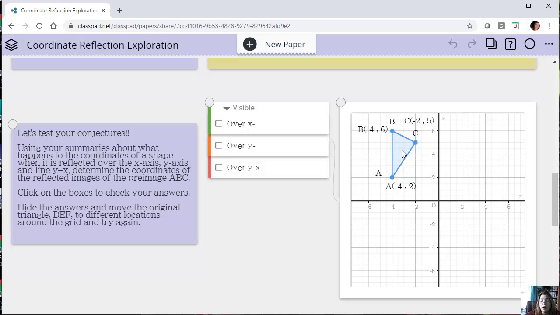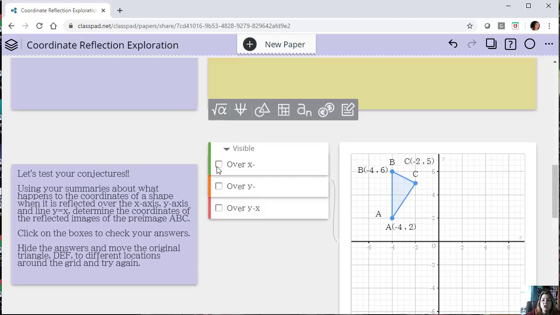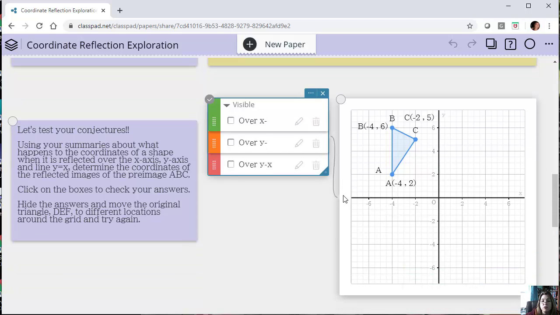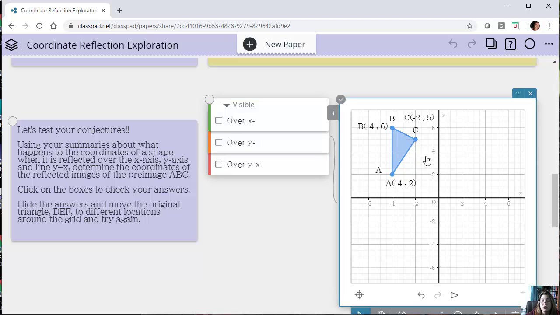Here's this shape, and right now, if they reflected over x, what would the new coordinates be? The goal here is to let them figure it out first before they do it, and then check to see how they did. Did they get it right? The beauty of this is they can do this forever. They can move this shape somewhere else and try it again, with different answers. So that is the goal of this. It's practice with an immediate response for them to see how they did.